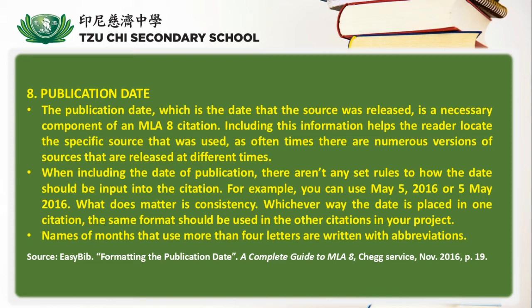When including the date of publication, there aren't any set rules for how the date should be input into the citation. For example, you can use May 5, 2016 or 5 May 2016. What does matter is consistency. Whichever way the date is placed in one citation, the same format should be applied in the other citations in your project. Names of months that use more than 4 letters are written with abbreviations.